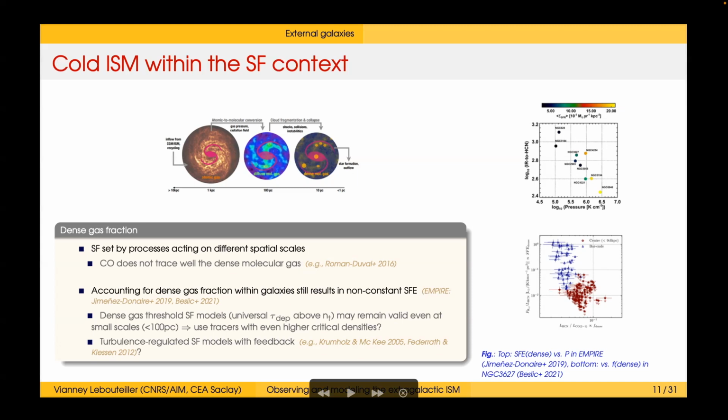And is it a problem of spatial scales? Is it a problem of higher critical densities? We need to get denser tracers. This is rather small spatial scale, so it might be that we need lines with higher critical densities. The alternative being that we can also turn to turbulence-regulated star formation models with feedback that would naturally explain such behavior.